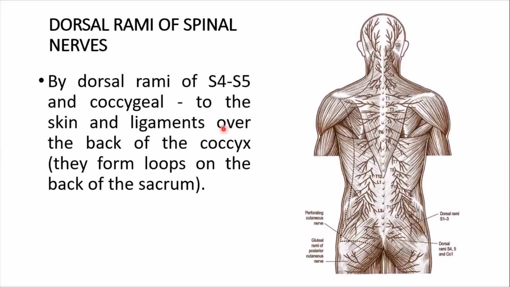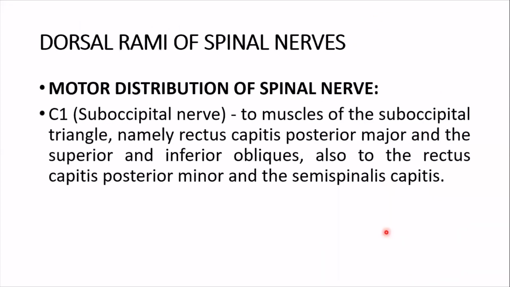Then the dorsal rami of the spinal nerves S4 to S5, right? And the coccygeal, they are here. They supply the skin and ligaments over the back of the coccyx, right? And they form loops on the back of the sacrum. You could see. So then the motor distribution of the spinal nerve, we'll study that in detail.